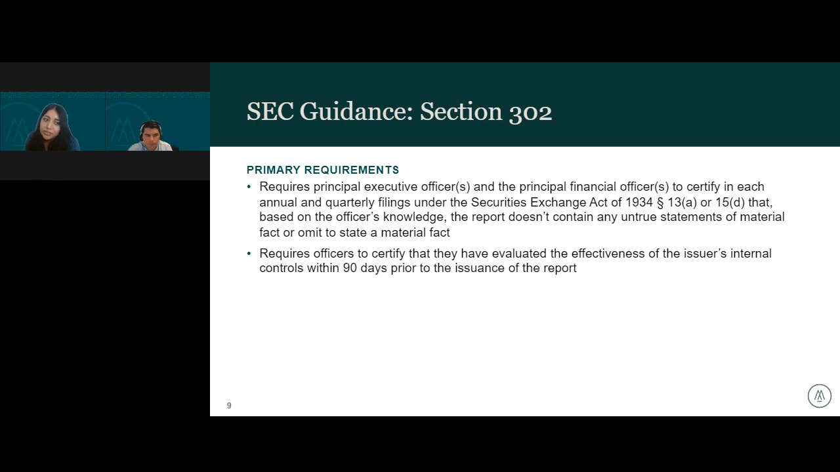They also certify that they have evaluated the effectiveness of their internal controls within 90 days prior to the issuance of the 10Q or the 10K. So just wanted to note that they're not signing off on the fact that they have internal controls or that they exist or that they're designed, but they're signing off on the fact that they evaluated the effectiveness of the controls. And so if there is a material weakness or a significant deficiency, then management is disclosing that and the CEO and CFO are certifying that.